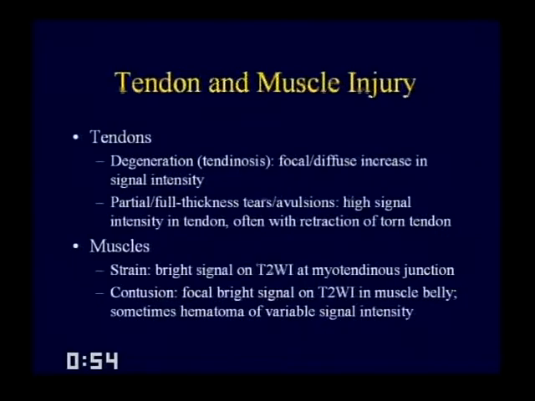Finally, tendon and muscle injury. Just like anywhere else, tendons can degenerate, in which case you call it tendinosis, where you see focal or diffuse increased signal intensity. But you can also have partial or full thickness tears or avulsions, in which case there'll be high signal intensity in the tendon, both on T1 and T2 weighted images, and often with retraction of the torn tendon. Muscles can be strained, in which case you see bright signal on T2 weighted images at the myotendinous junction, or they can be contused, in which case you'll have focal bright signal on T2 weighted images in the muscle belly, or diffuse for that matter. And sometimes you can have a focal hematoma, with variable signal intensity within it.